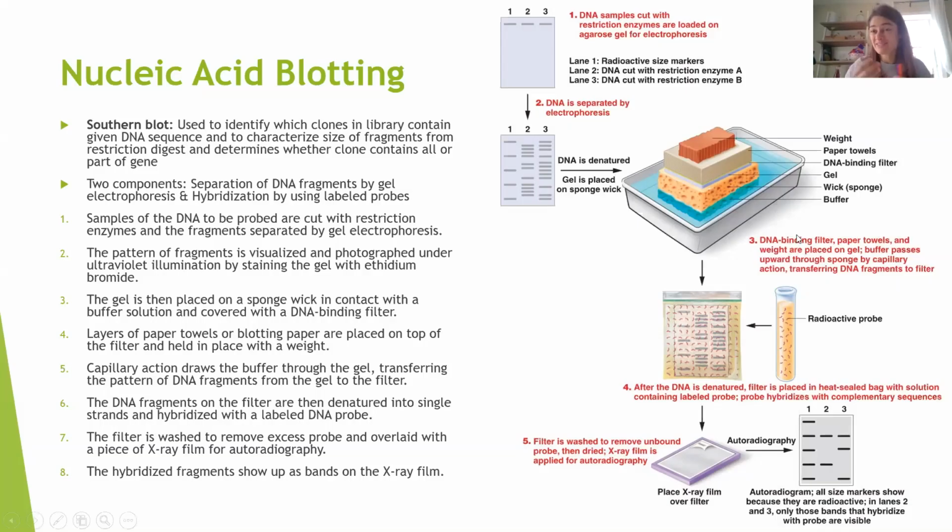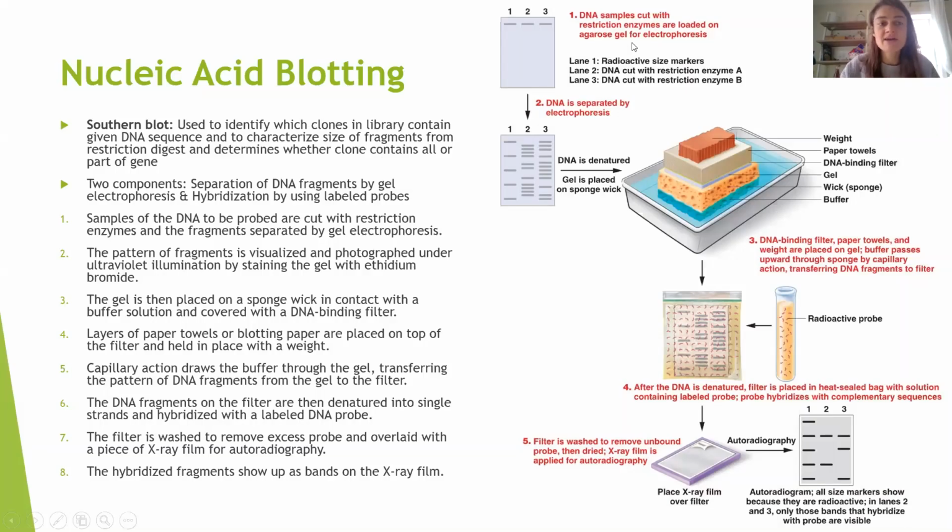And so it looks kind of like a really funky experiment, but in actuality, it's a real big deal, right? So a Southern blot is used to identify which clones in the library contain given DNA sequences and to characterize the size of fragments from restriction digests and determine whether a clone contains all or part of a gene.